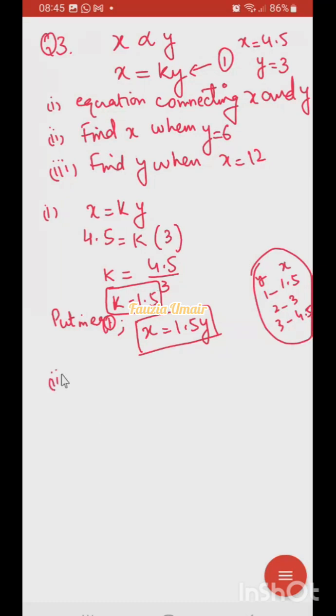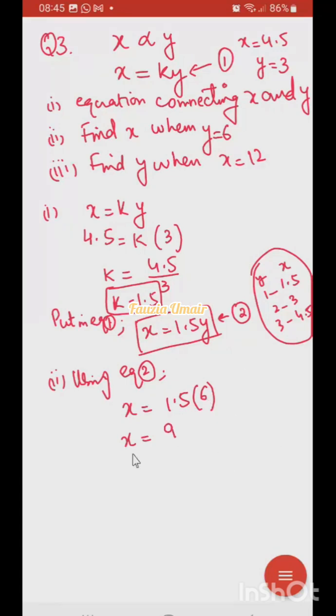So now the second part. Second part is, now this equation we will use. Find x when y is 6. So we will use this equation 2, let's say. So using equation 2, we need to find the value of x when y is 6. So 1.5 multiplied by 6. 1.5 multiplied by 2 gives 3, so then the answer would be 6, and then it would be 9. So this is 9. There is no unit given, so we will just say x is equal to 9. If y is 6, x is 9.